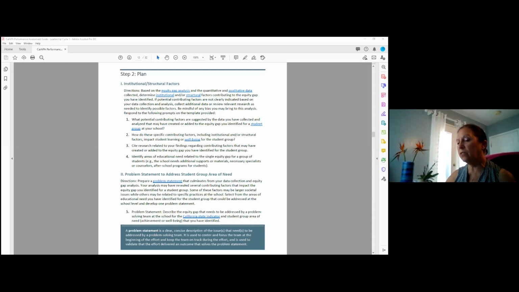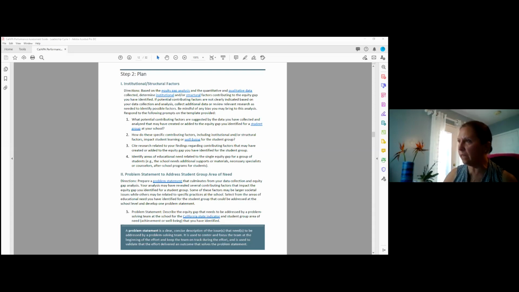And finally, question 4, we ask the candidate to identify areas of educational need related to the single equity gap. So they're looking at one equity gap for one group of students, and to discuss that in their written response. The next thing the candidate does, once they've thought through those 4 prompts and done some writing in consideration of their analysis of their data from step 1, is move on and prepare a problem statement.